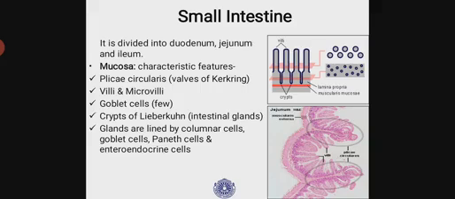Coming to the other part of this small intestine sections. You know, this small intestine is divided into duodenum, jejunum and ileum, and mucosa is the characteristic feature, and it consists of plicae circularis, that is valves of Kerckring, and villi and microvilli, goblet cells, crypts of Lieberkühn known as intestinal glands, and these glands are lined by columnar cells which consist of cell types like goblet cells, Paneth cells and enteroendocrine cells.